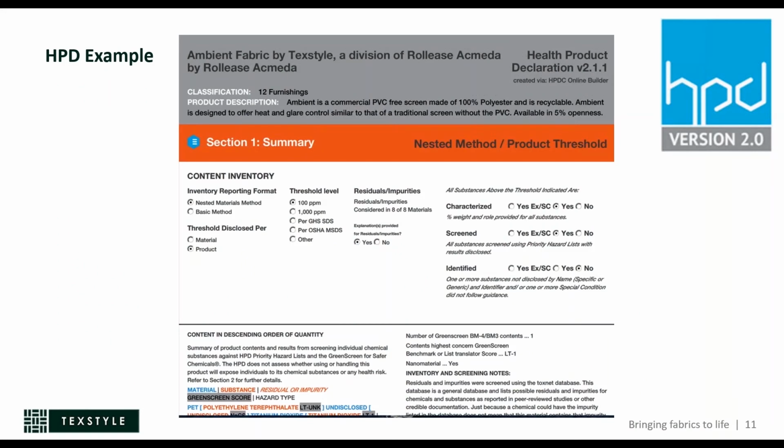So here's what an HPD looks like. And in the very beginning, it also gives you a lot of information: the type of product, what class it is, its description, what kind of inventory it is. And LEED requires nested material inventory, and you want it to be based on the product. And I like to see manufacturers do 100 parts per million because that's 0.01. But you are only required to do 1,000, but I like to see 100.